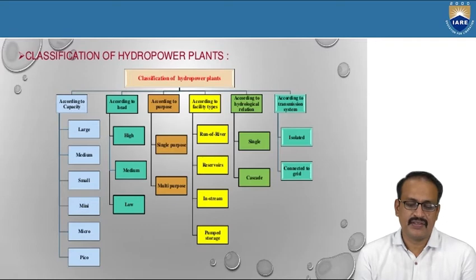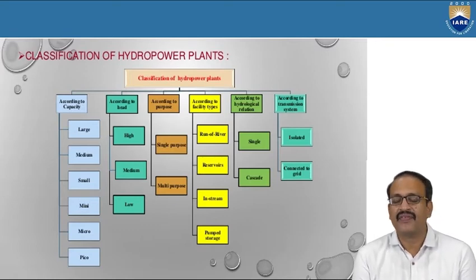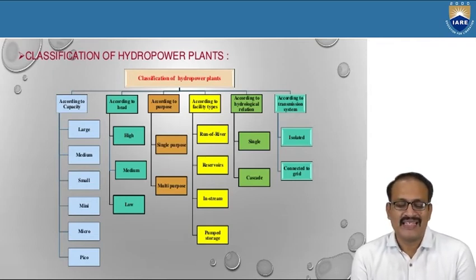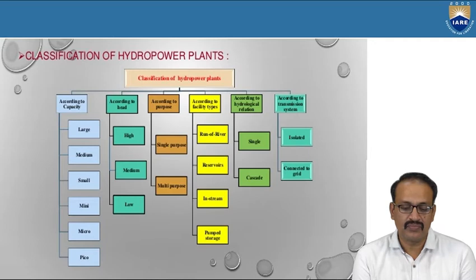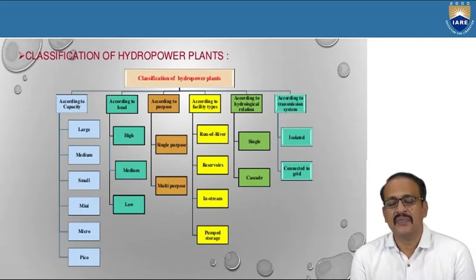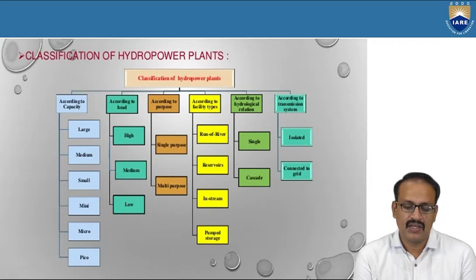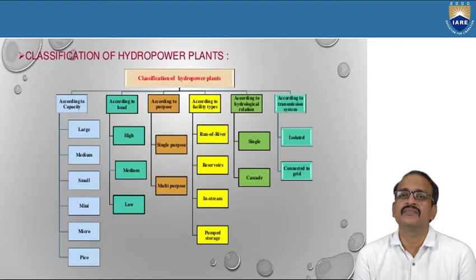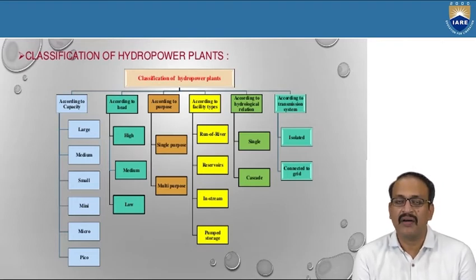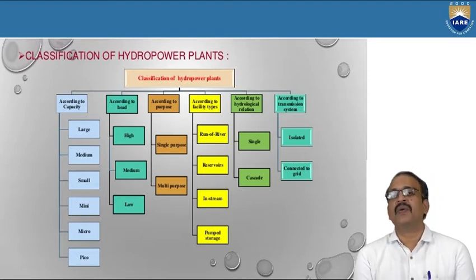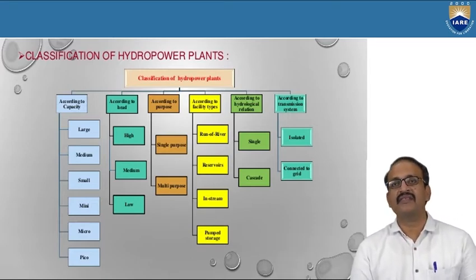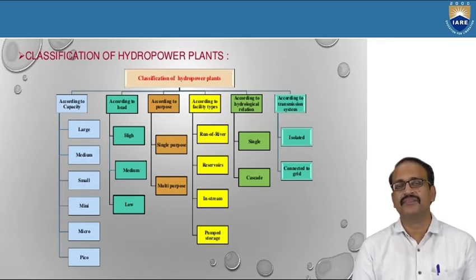First thing is according to the capacity. So what is the capacity of the dam? Is it a large dam? Is it a medium dam? Is it a small dam? Is it a mini dam? Is it a micro dam? And is it a pico dam? So capacity means the capacity of its power generation.